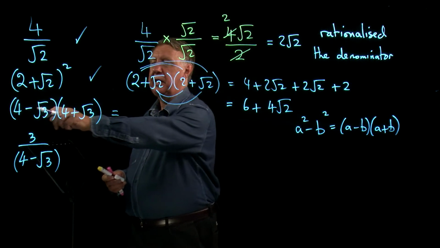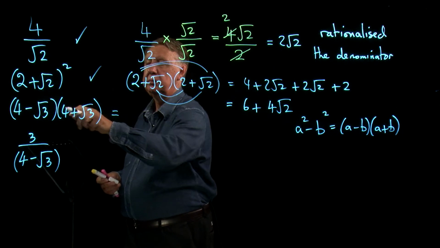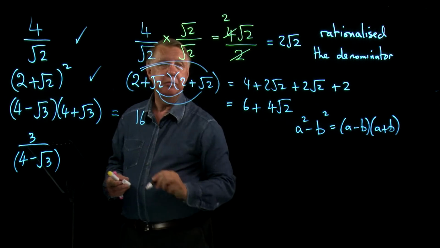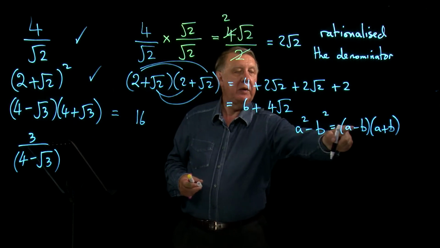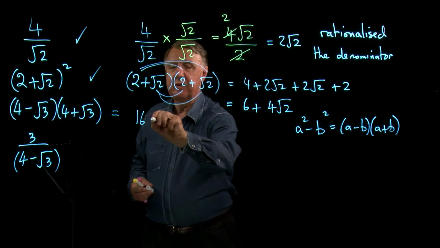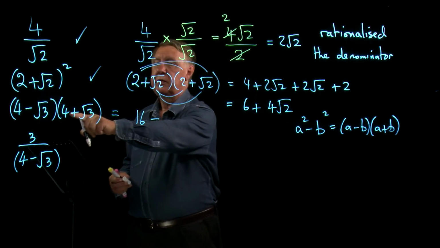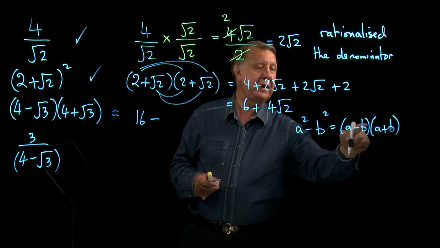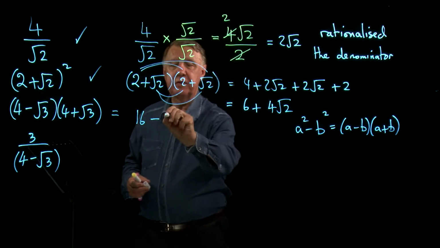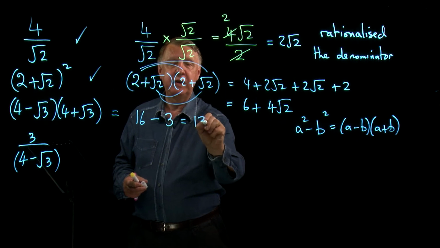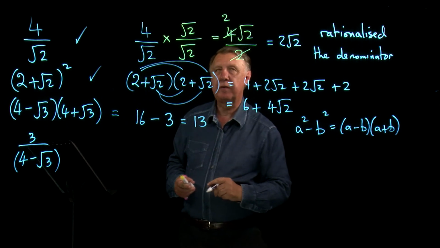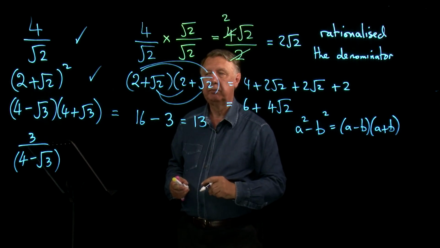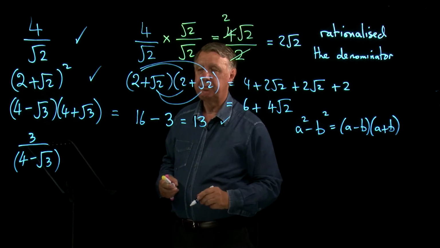So I can look at this then. A is 4, so a squared is 16. A minus b becomes minus there. 4 plus root 3, so b, in the formula, b is root 3. B squared is 3. 16 take away 3 is 13. So we've done that one.